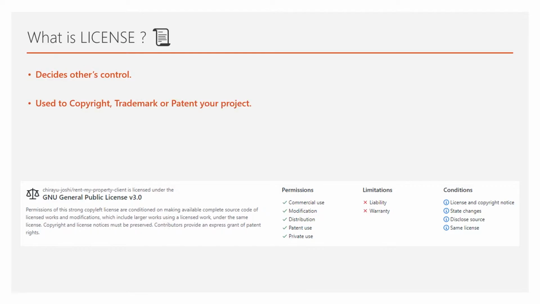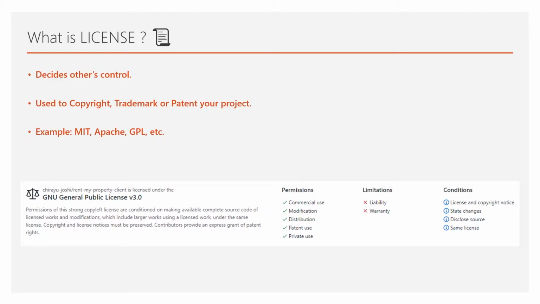License is used to copyright, trademark or patent your project. Now it is one of the most important things in a project. In many great projects like Linux or React or Flutter, etc., you will always find some license. Examples of most commonly used licenses are MIT, Apache, and GPL.